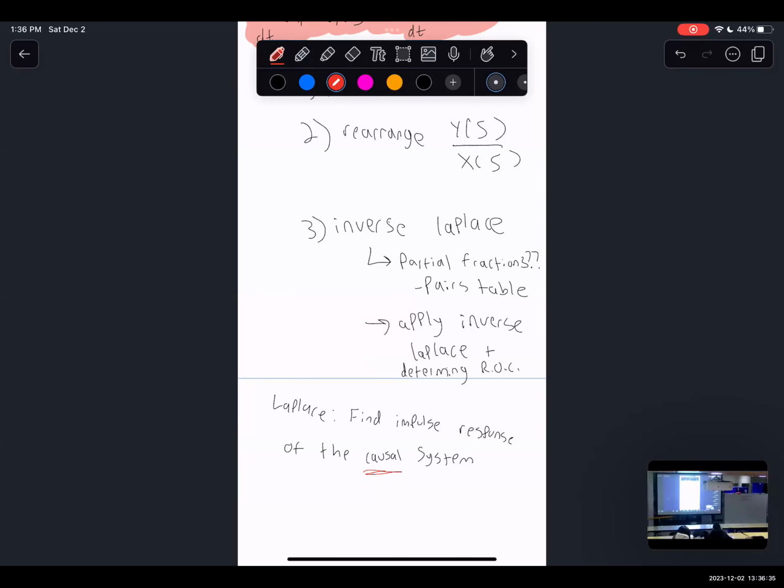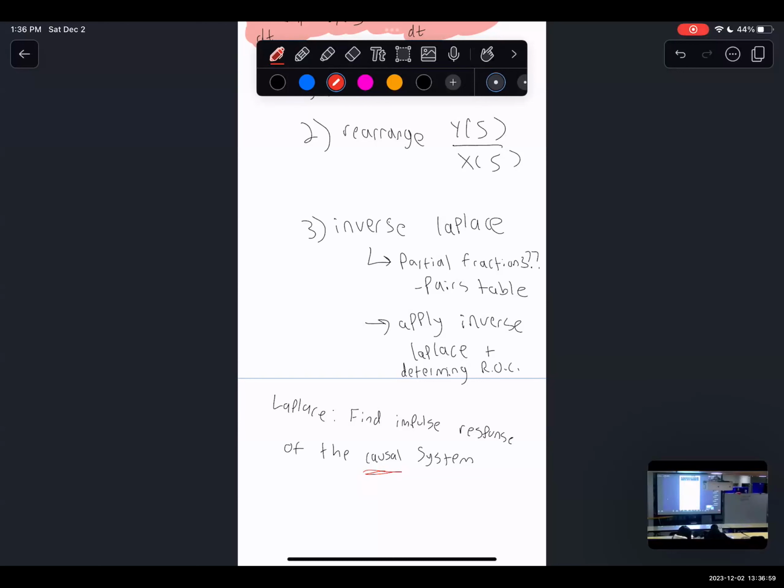If we tell you that it's anti-causal, that's going to mean it's to the left of your left pole. Then you would use the opposite property. You'd use that it's to the left of minus a.